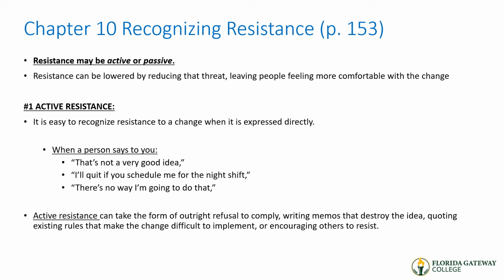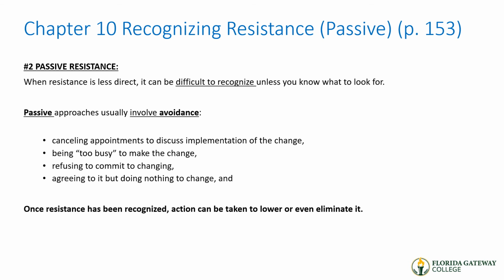It can be writing memos or sending emails going above the supervisor's head, or quoting rules that would make it difficult to implement the change, and also encouraging other people to resist the change. Some examples of passive resistance would be canceling webinars or meetings or failure to attend that have to do with implementing the change. Refusing to commit to changing, saying, oh, I just don't have time to learn that new IV pump. I'm going to go to the supply closet and continue to get out the old IVAC pumps. And then agreeing to it and saying to the supervisor, yeah, I'm on board, I'm going to get it together, I'm going to learn how to use that new equipment, and then actually doing nothing.